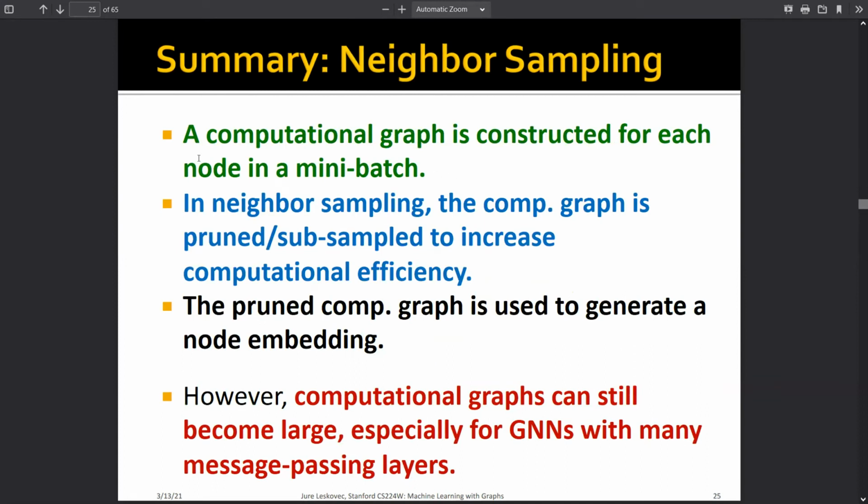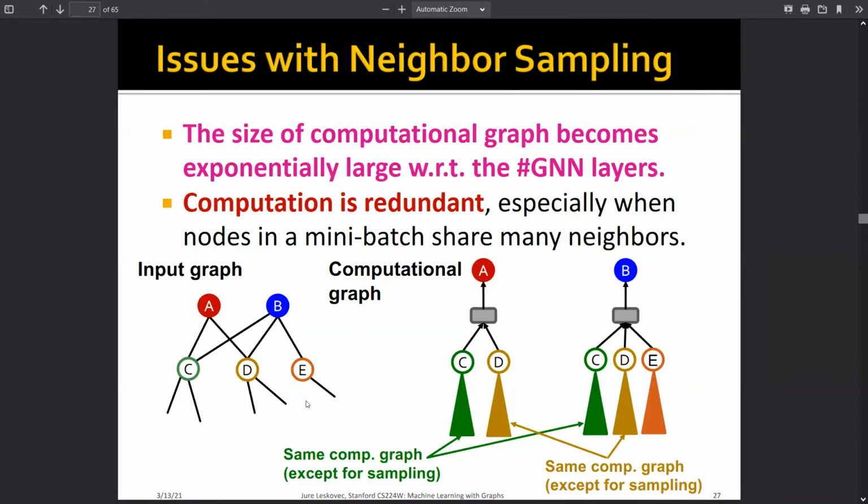So we create a computational graph constructed for each node in the mini batch. It's very similar to the previous technique. Neighborhood sampling: the computational graph is pruned to increase computational efficiency. The pruned computational graph is used to generate a node embedding. The computational graph can still become large, especially for a GNN with many message passing layers. The size of the computational graph becomes exponentially large with respect to layers. Computation is redundant when nodes in the mini batch share many neighbors.